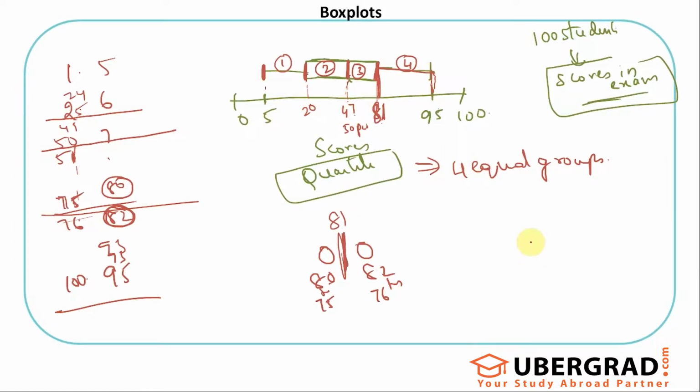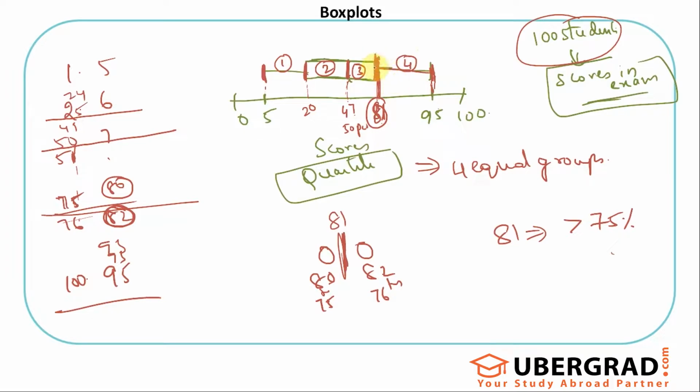So when I say a student gets 81, what does this mean? He scored more than 75% of the students. This is the 75th percentile. Here I know the 100 students are automatically 75 students as well. What is the maximum score? 95. What is the minimum score? 5. How many students scored more than 81? That is this point.